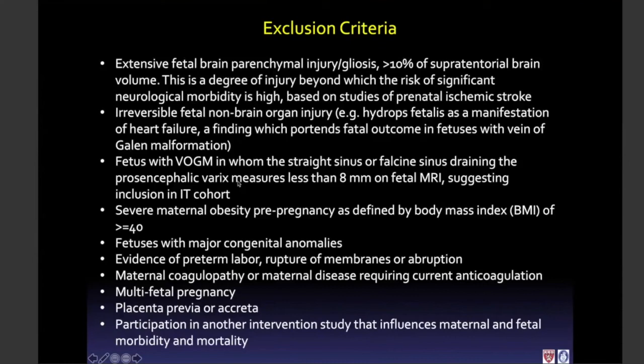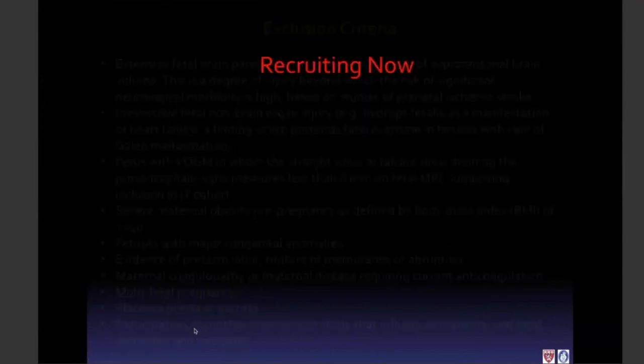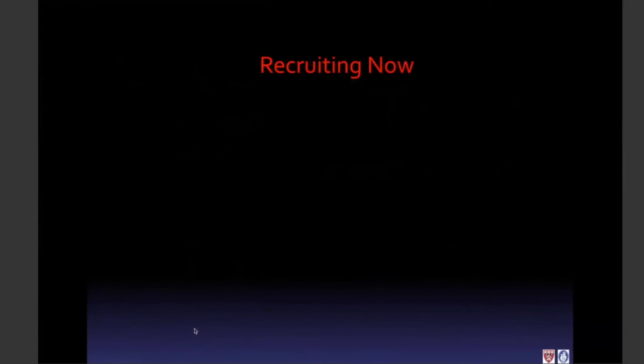Severe maternal obesity is an exclusion criterion based on our experience with the fetal cardiac interventions. It just becomes a question of whether it's possible to position the fetus appropriately in a mom who's obese. So that's an exclusion criterion. If there are other congenital anomalies, they're excluded. If there's preterm labor, rupture of membranes, anything related to the pregnancy, of course, if there's a maternal coagulopathy, if there's more than one fetus, any placental issues, and so those are the exclusion criteria. We are recruiting now.